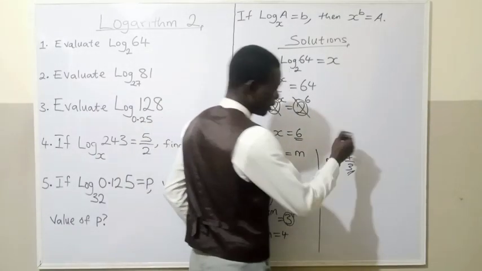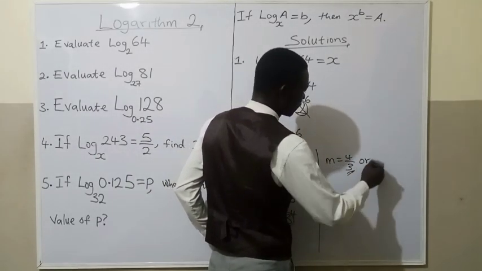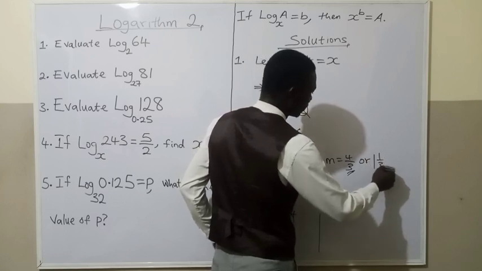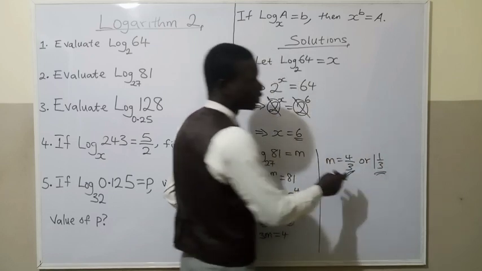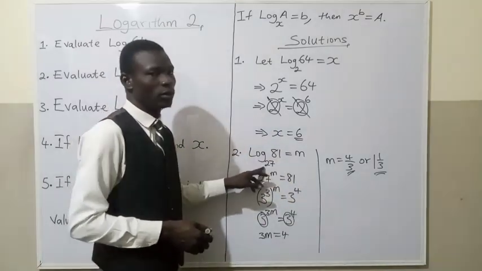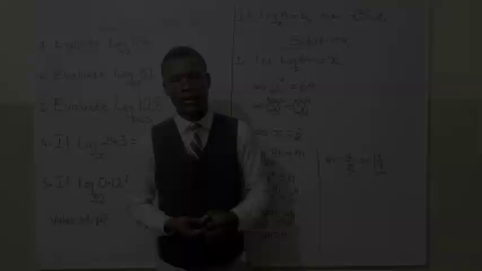4 over 3. That's an improper fraction, or we could choose to write it as a proper fraction, or a mixed fraction. I mean, that's going to be one whole number 1 over 3. So either of these two solutions is the value of log 81 to the base 27. So we'll proceed to question number 3 very quickly.